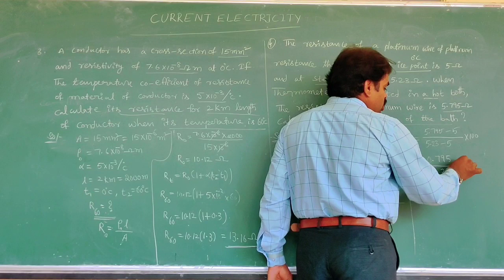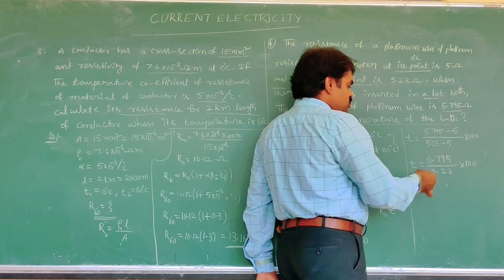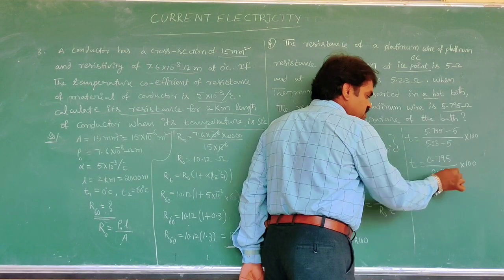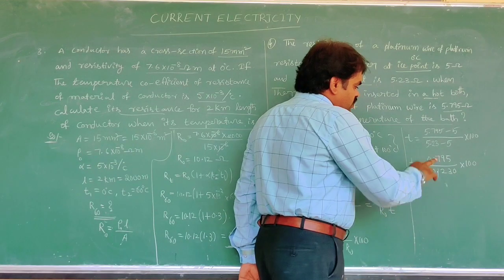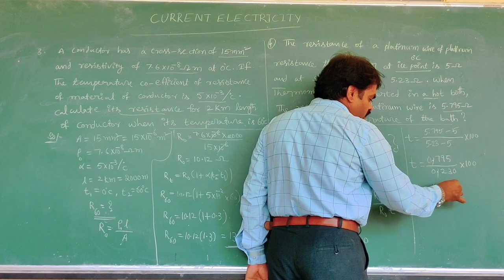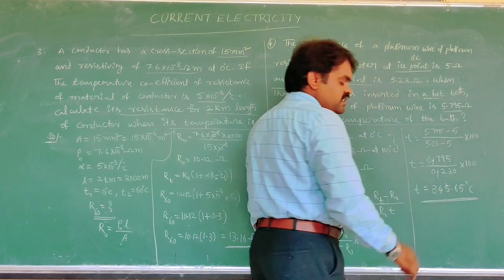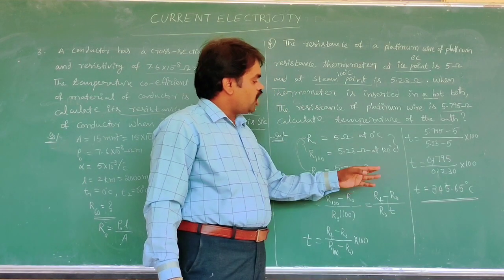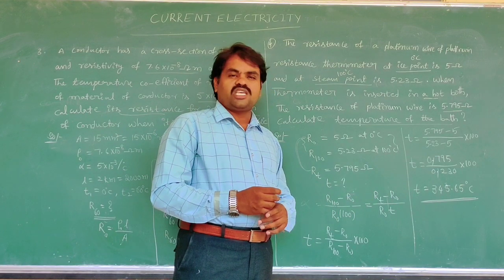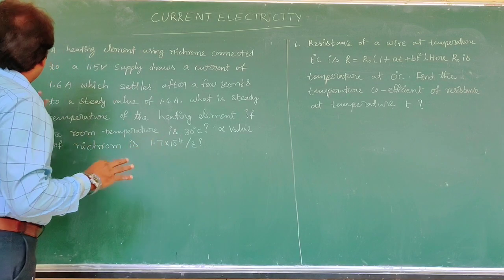0.23 into 100. Here in the numerator, 3 digits above after the point, here 2. That's why we can do this. Then it's cancelled. Then we calculate it. We get T is equal to 5.65 degrees Celsius. This is the temperature of the hot bath: 345.65 degrees Celsius. We are going to the fifth problem.